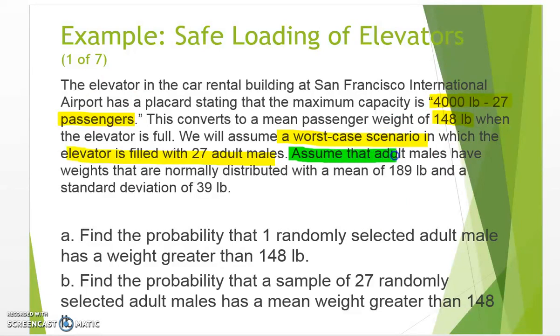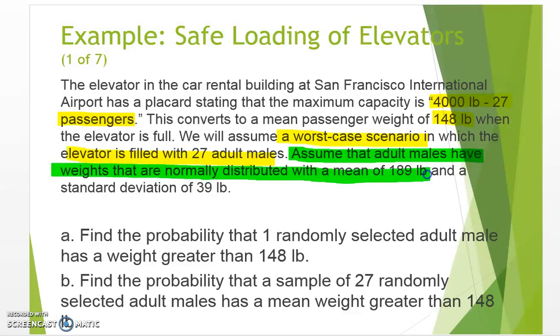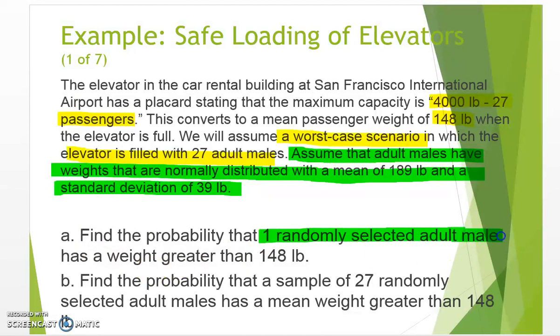So assume that adult males have weights that are normally distributed with a mean of 189 pounds and a standard deviation of 39 pounds. Question A: find the probability that one randomly selected adult male has a weight greater than 148 pounds. Question B, looking at the worst case scenario: find the probability that a sample of 27 randomly selected adult males, filling that elevator, has a mean weight greater than 148 pounds.